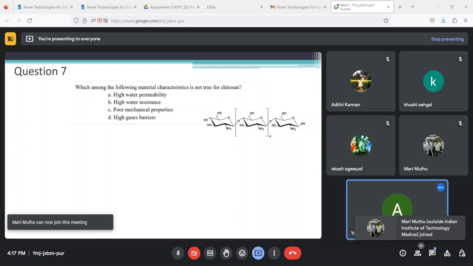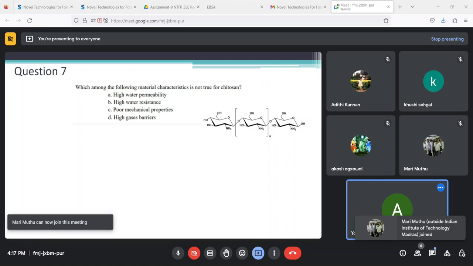The correct answer is B. So I'll explain what is a chitosan. Chitosan is a polymer molecule of glucosamine. So it has repeating units of glucosamine, where one molecule is linked to the other molecule via beta 1 to 4 linkage. So you have beta 1 to 4 linkages of glucosamine, and these can be either acetylated or non-acetylated. So you'll have a mixture of both in chitosan.